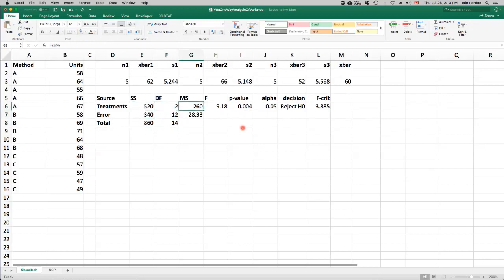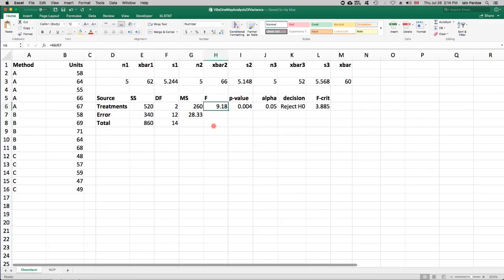The mean square column, this column here, is the sum of squares divided by its degrees of freedom. Okay, so 520 divided by 2 comes to 260. 340 divided by 12 comes to 28.33. And then the F statistic is the ratio of the mean squares. So 260 divided by 28.33. So that's 9.18.